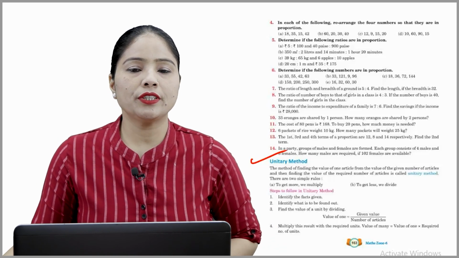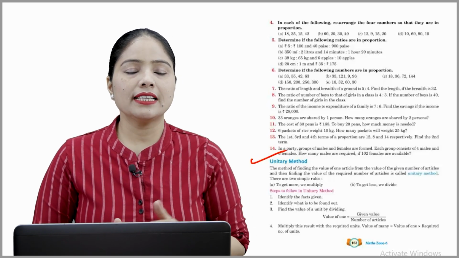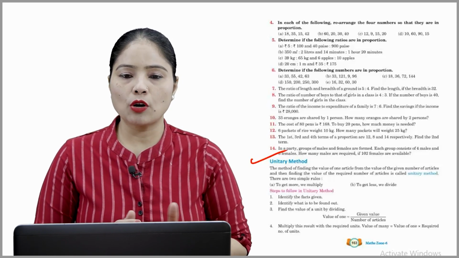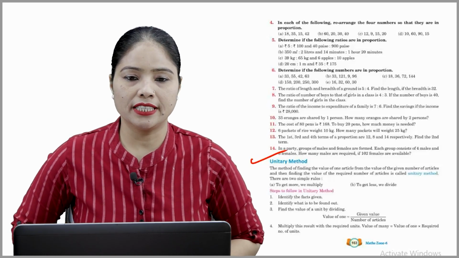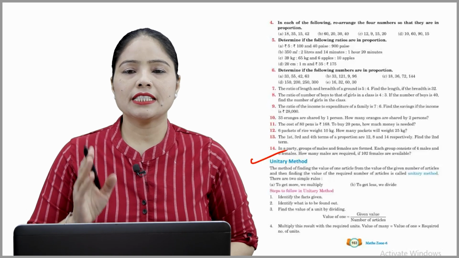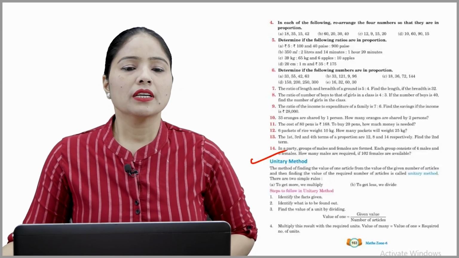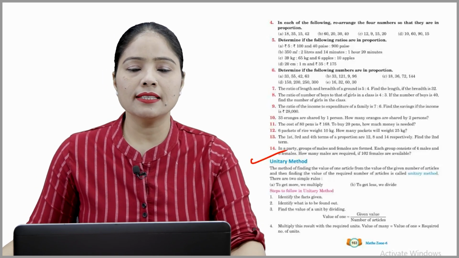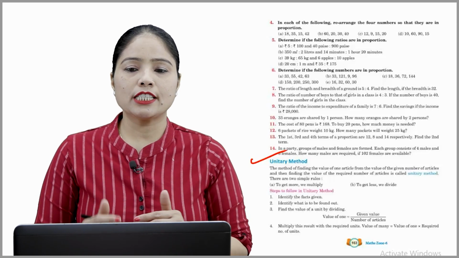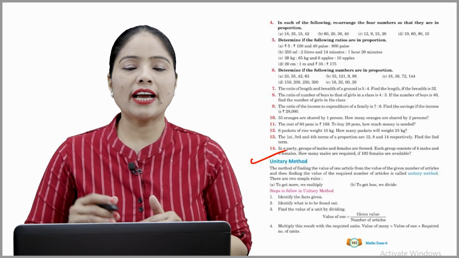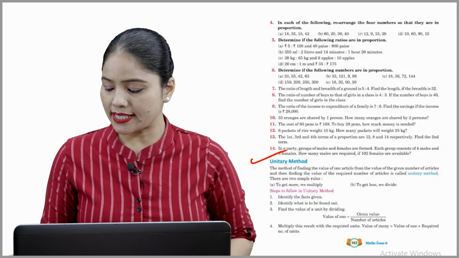Steps to follow in unitary method. First one is identify the facts given. Second is identify what is to be found out. Third one is find the value of a unit by dividing. Value of one means given value divided by number of articles. Okay. Now fourth point is multiplying this result with the required units. Value of many is equal to value of one into required number of units. Okay. I hope you understood well. So now move on to the next.